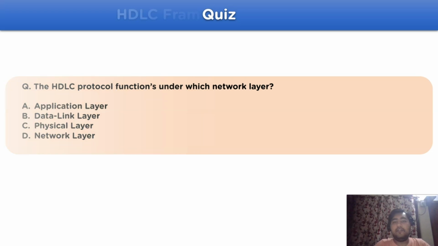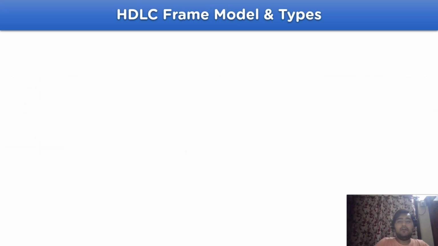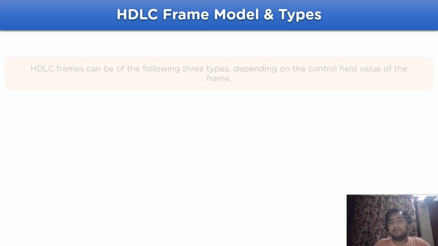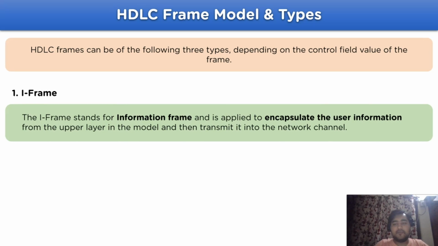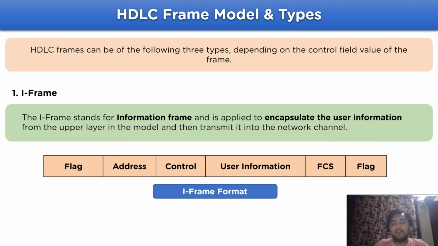Now let's move on to different types of frame models available in HDLC. The frame models in HDLC can be classified into the following three types depending upon the control field value of the frame, where the first frame is known as I frame. The I frame stands for information frame and is applied to encapsulate the user information from the upper layer in the model and then transmit it to the network channel.